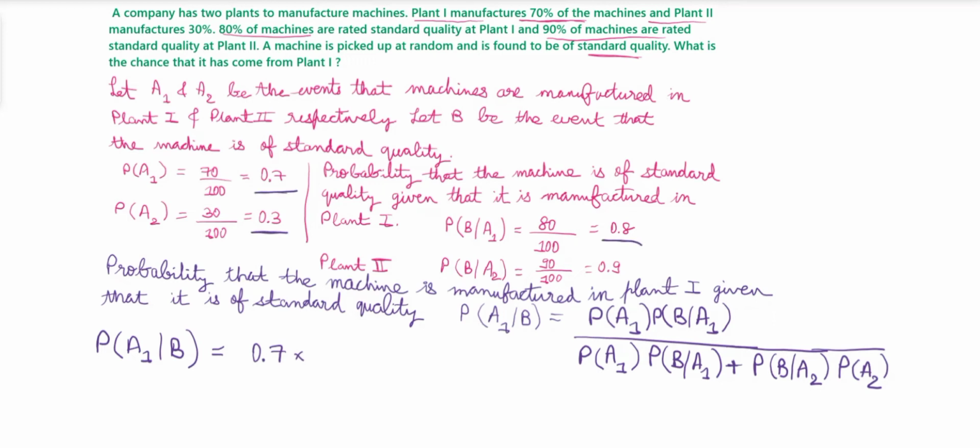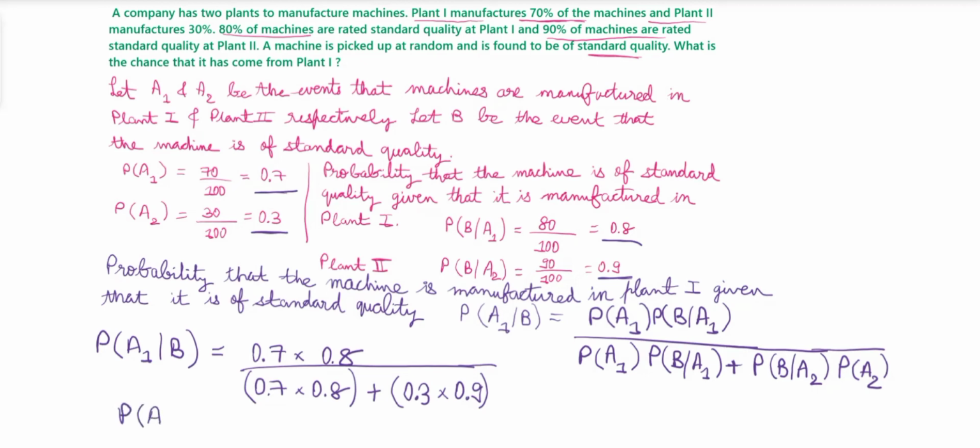Then we have P of A2 0.3 and P of B given that A2 is 0.9. Here the numerator will be 0.7 into 0.8 divided by 0.7 into 0.8 plus 0.9 into 0.3. On solving this, we get P of A1 given that B is equal to 0.6747.